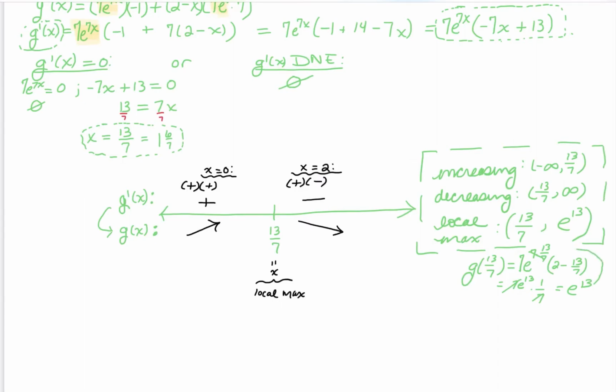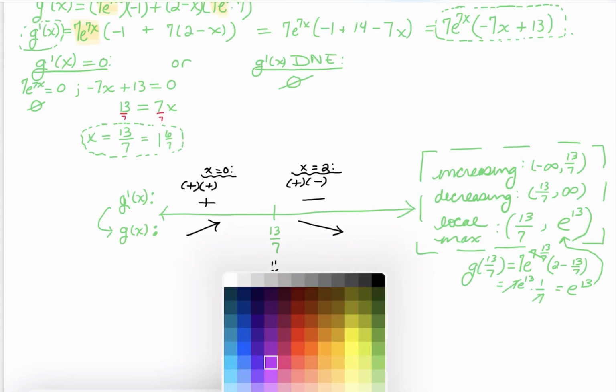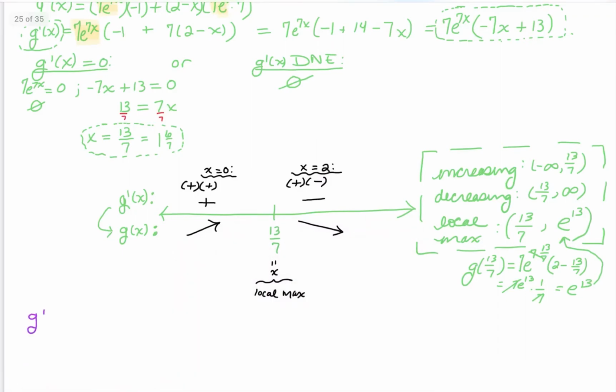So that is everything that we can get from the first derivative, and that's plenty. Let's go on now and see what we can find from our second derivative information. So now we're going on to g double prime, working off of the g prime that's still in the upper right-hand corner. Again, product rule: first one left alone, 7e^(7x), times the derivative of the second factor.